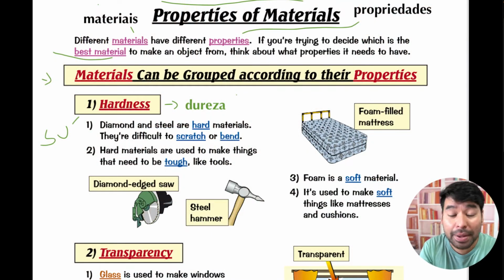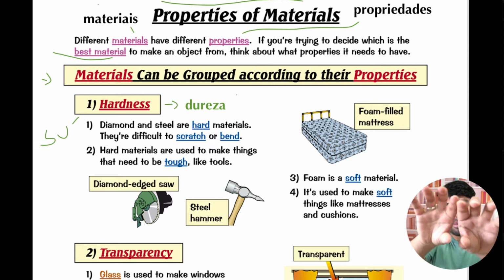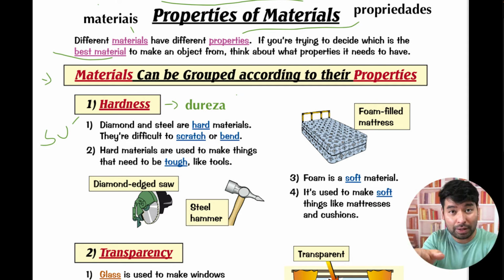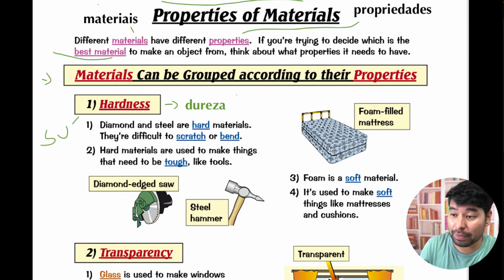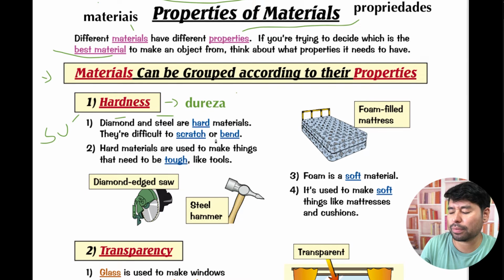And bend é de dobrar. Tudo que bend é que dobra, que curva, ok? So those are the meanings of hard, scratch, and bend. Okay, but the sentence, diamond and steel. Diamond, diamante. Steel, aço. Again, diamond, diamante. Steel, aço. Okay, so again, make notes on your note. Marca isso no note, okay?